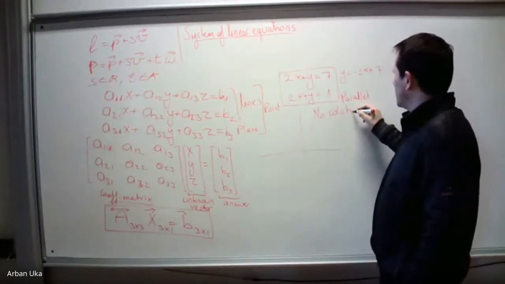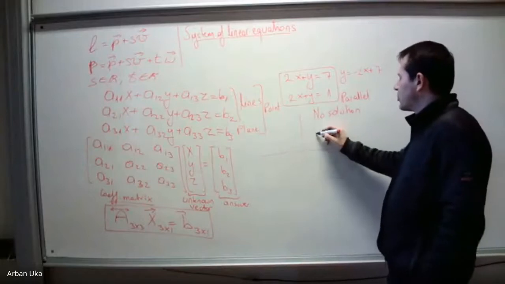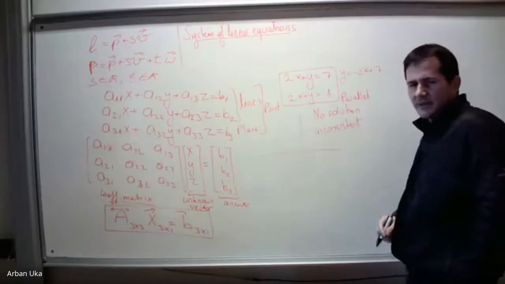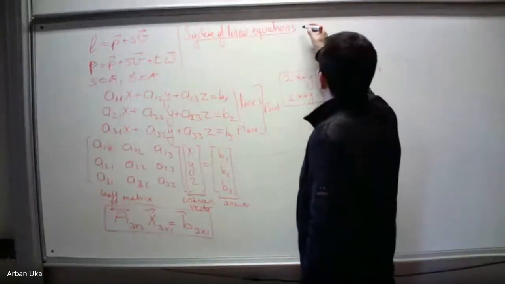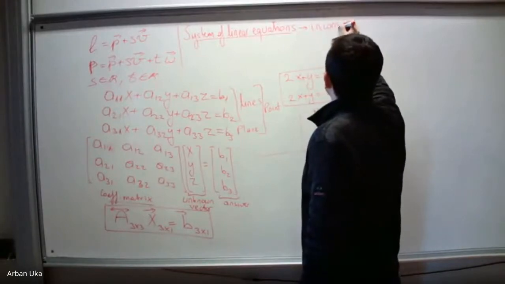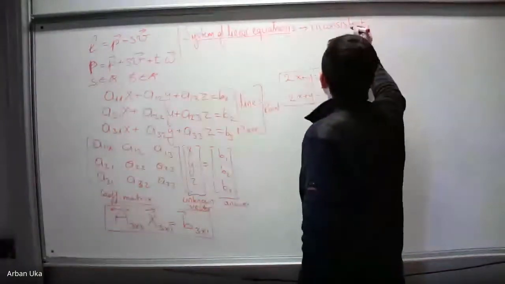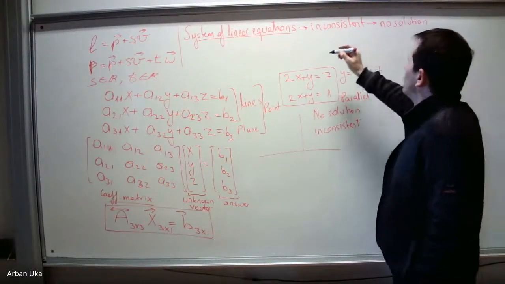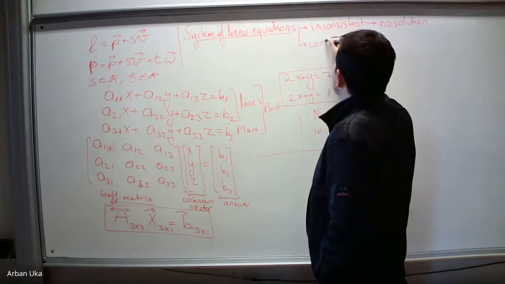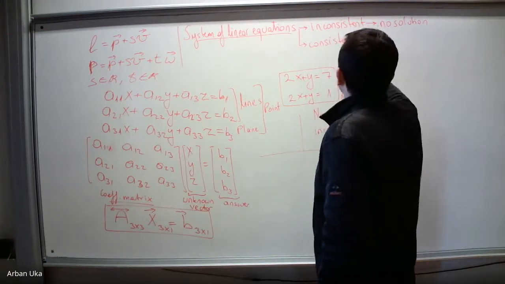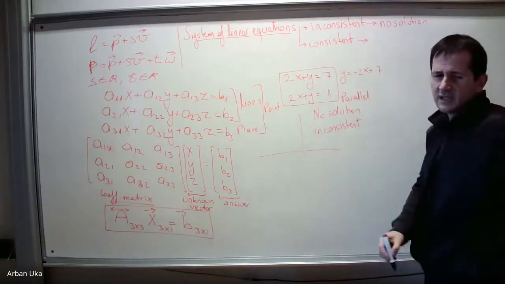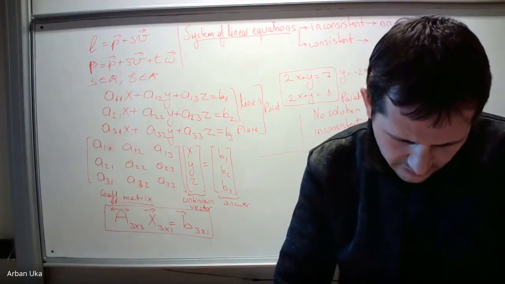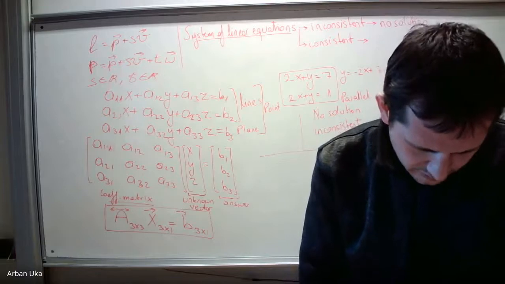That's good. If this system has no solution, we call it inconsistent. Inconsistent means that there is no solution. So we can have an inconsistent system, which is defined as having no solution, or it can be consistent, which means we have at least one solution. Okay, so this is how we can define these important parameters.